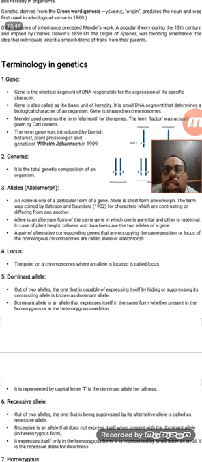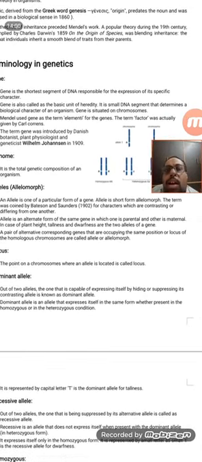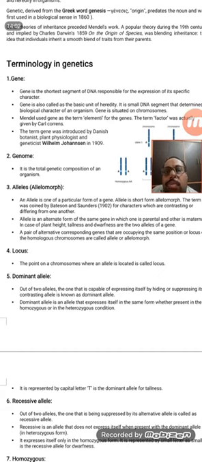Then comes what is a genome. It is the total genetic composition of an organism. That means all the genetic material present inside an organism is called the genome. Next comes alleles. The term alleles means an alternative form of a gene, an alternative form of the same gene.